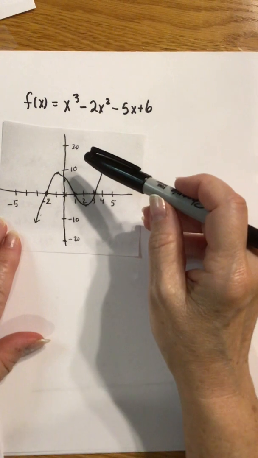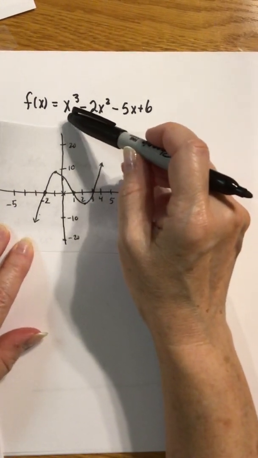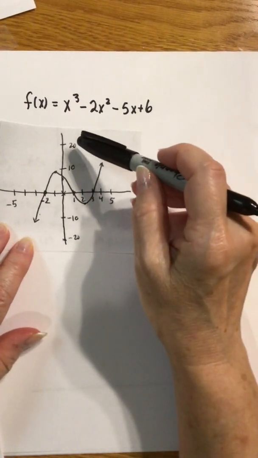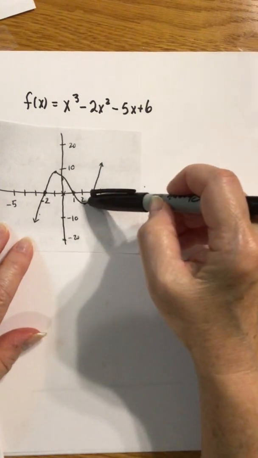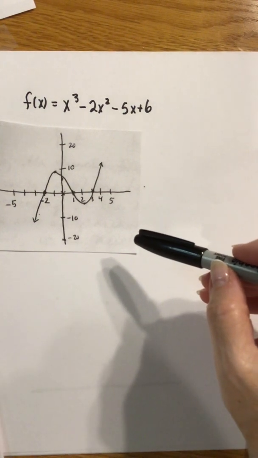So the start low and go high part comes from the fact that this is a positive 1 in front of the x cubed. Start low and go high. What if this was a negative x to the third? Well, then it would start high and go low. So we're looking at that as being the cubic formulas.